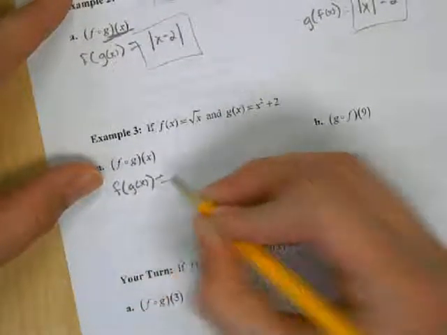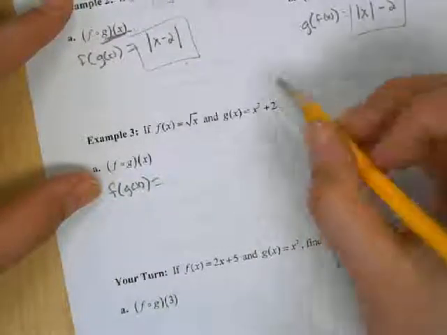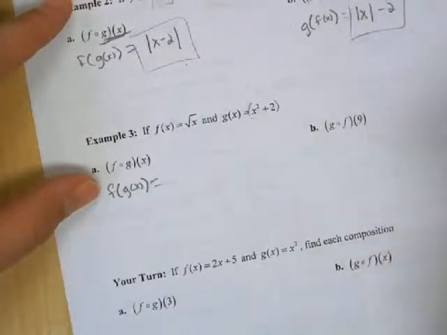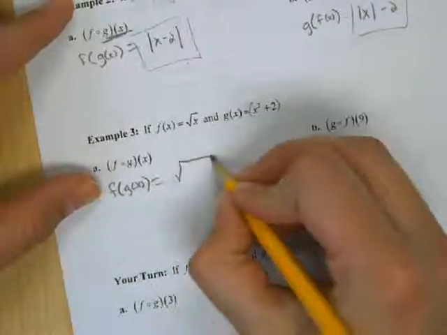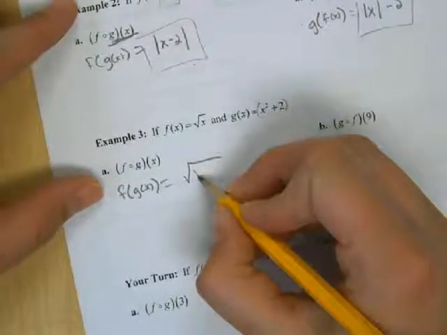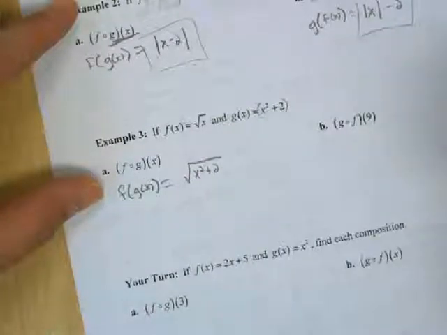Okay, so g of x is my inside, so I'm going to take g of x, which is x squared plus 2, and I'm going to substitute it into f. So square root of, instead of x, I put all of g of x, x squared plus 2. Nothing I can do with that.